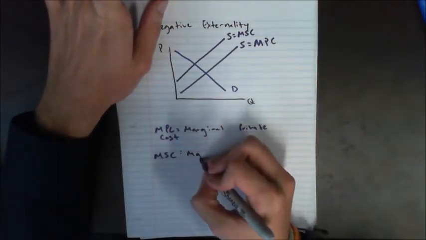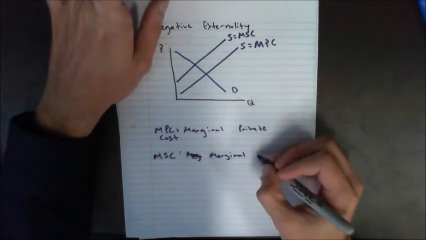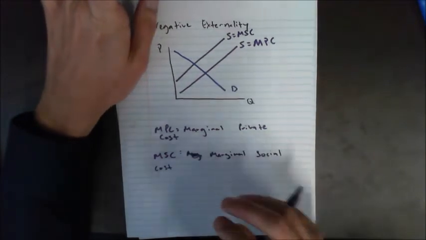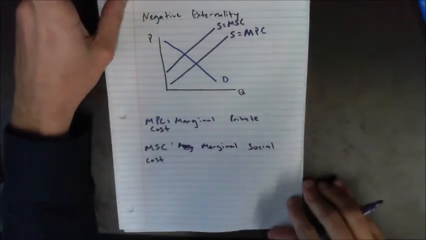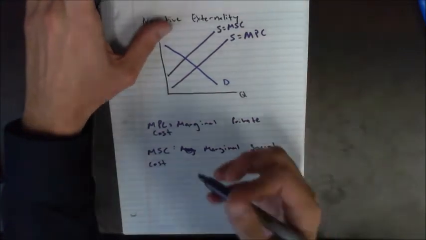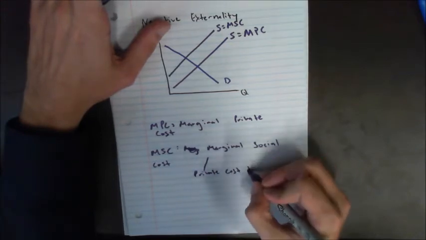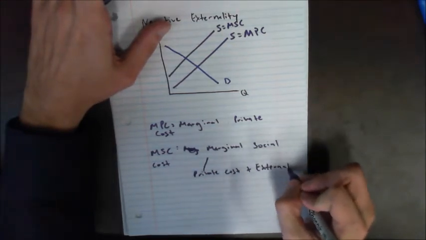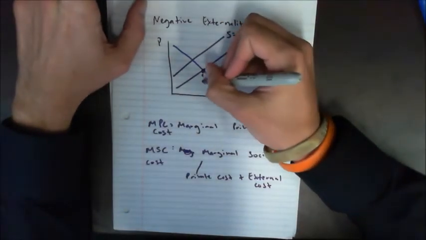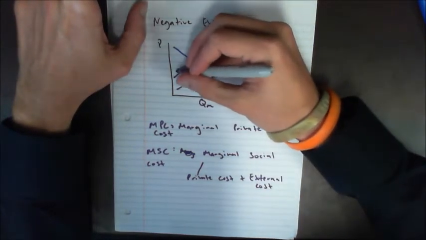And this is basically what we call our marginal social cost. Our marginal social cost, basically we're taking into account all of our private costs plus any external cost. So right here, private cost plus external cost. Okay, good.